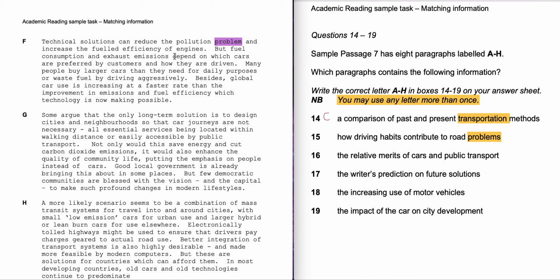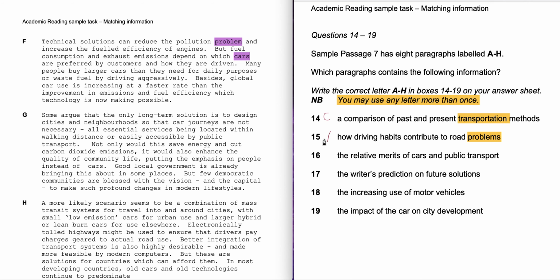So it depends on which cars they are driving. So they were saying this impacts all of these problems. So we found here our keyword is problem. So they were saying about this problem caused by increased fuel efficiency of engines. So the answer to question number 15 is gonna be F.